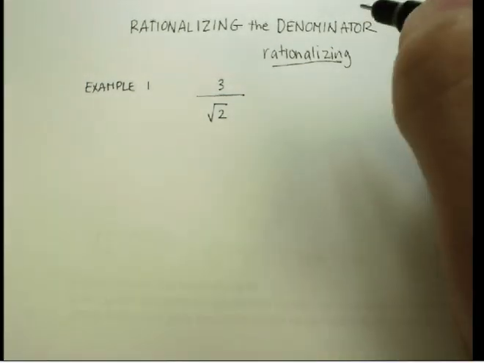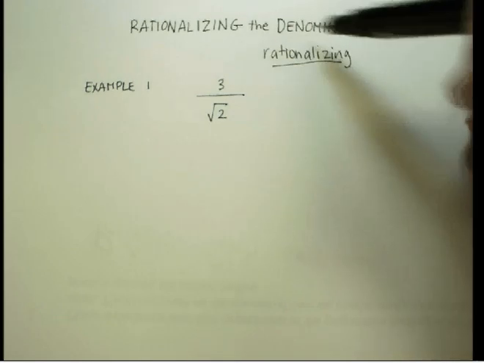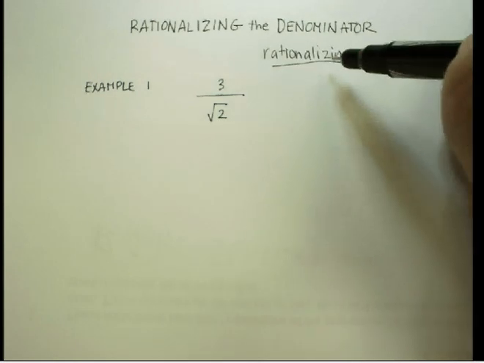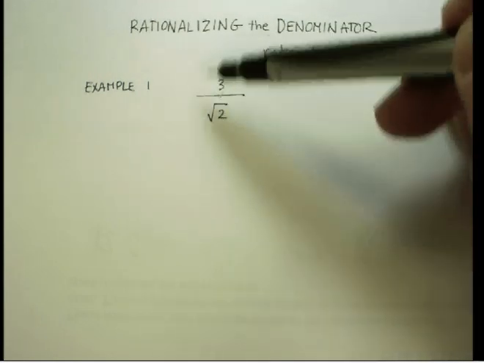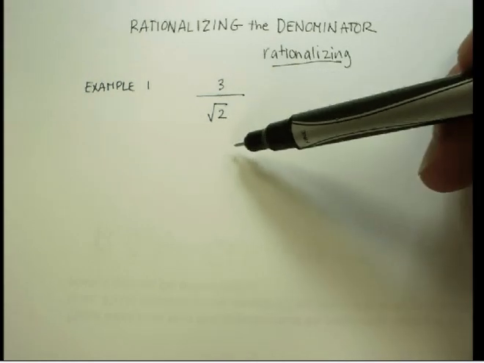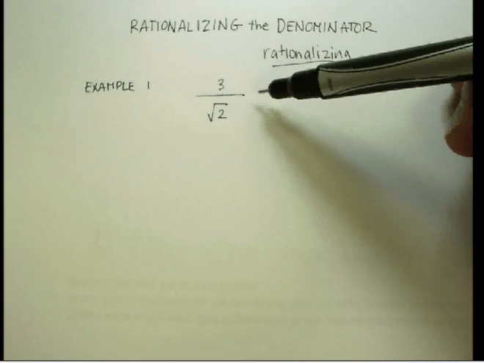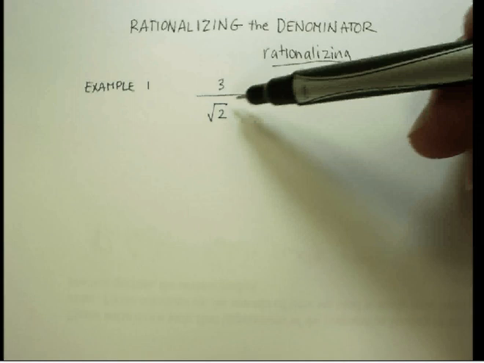Okay, the purpose of this video is to demonstrate how to rationalize a denominator. Now, what exactly does that mean? Rationalizing a denominator means that you want to somehow transform your expression so that there is no radical in your denominator. Okay, so somehow change this expression, make sure that it's equivalent, but have the radical sign disappear from the denominator.